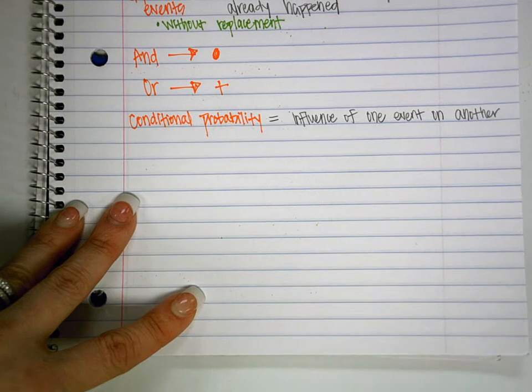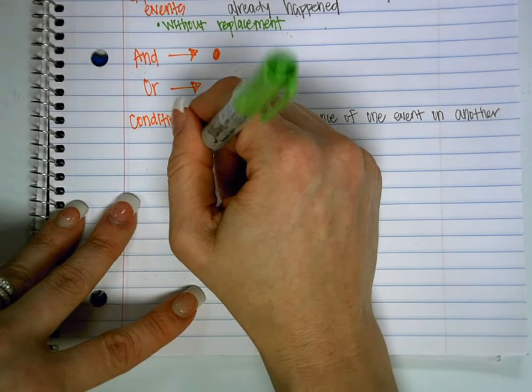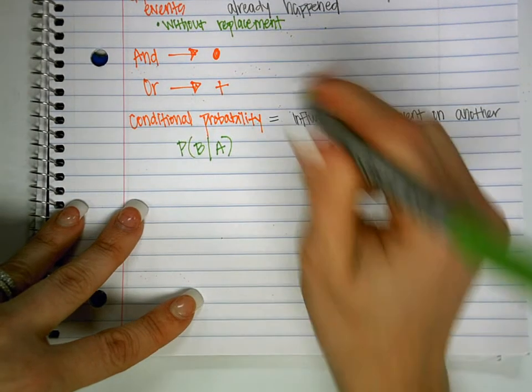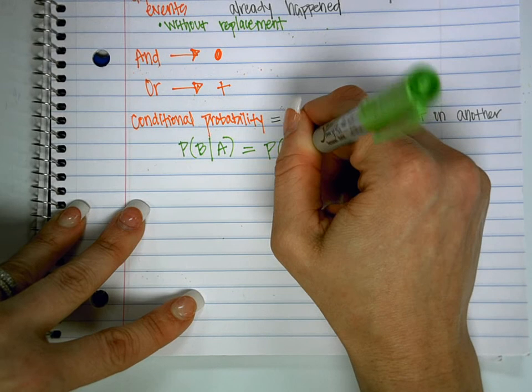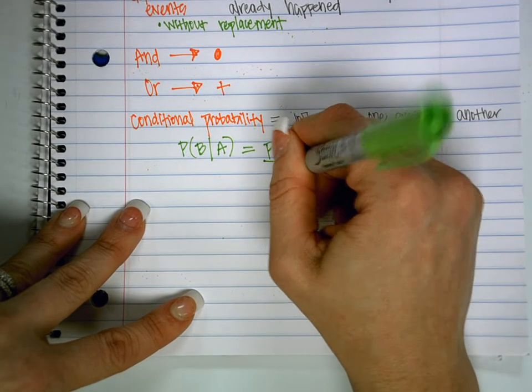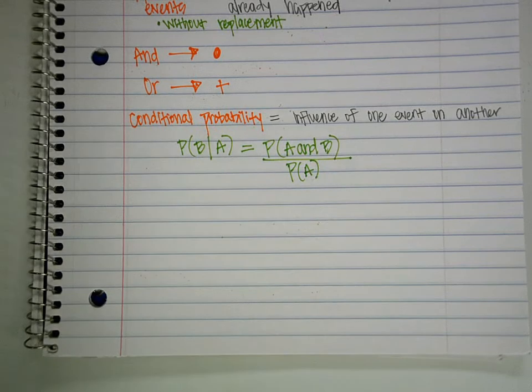And its formula is probability of event B given A, so that's that big line, B given A is equal to the probability of both A and B divided by probability of A. So it's always divided by the second one. So probability of A and B divided by probability of A. Okay, those are all the different concepts we learned in this unit.